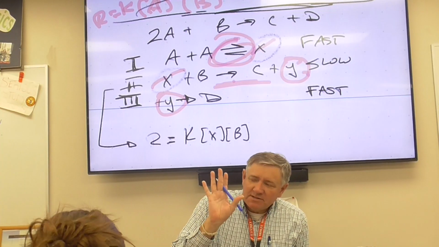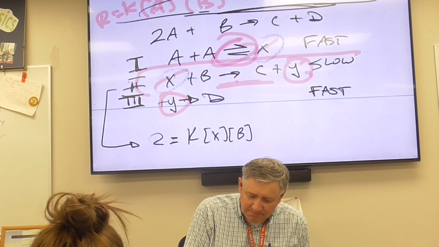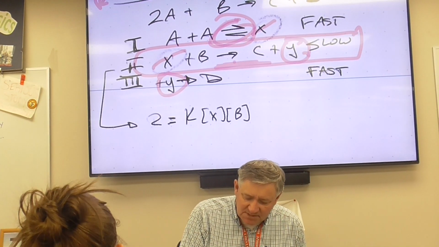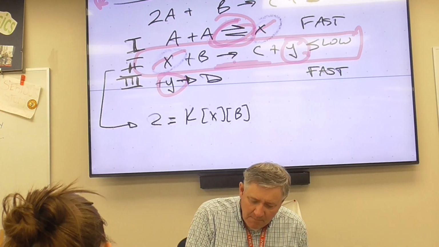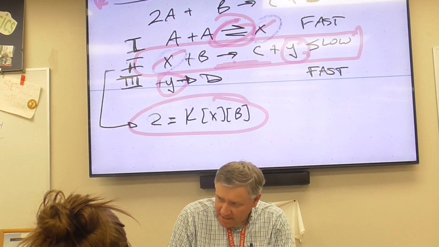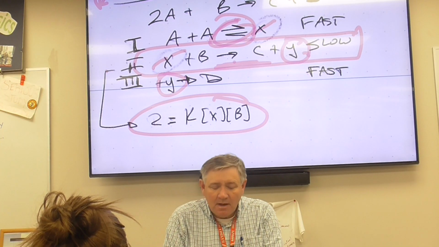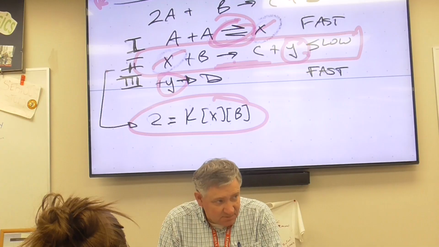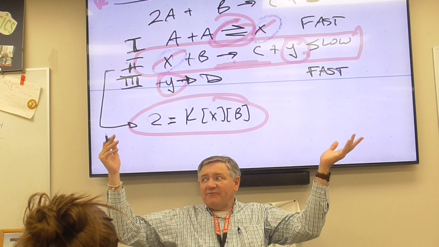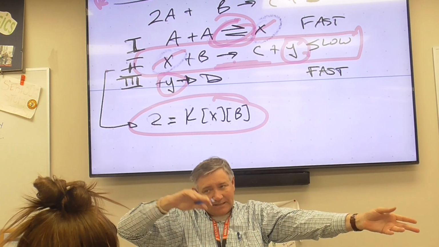Now, here's what's going to happen. If this was the slow step, you would say, oh, based upon this, the rate should be based upon K times the concentration of X times the concentration of B. But we can't have this. Why can't we have this? I can't have X because it's an intermediate. So I got to get rid of that.